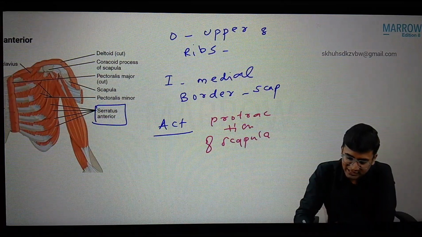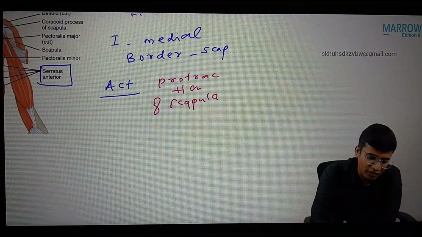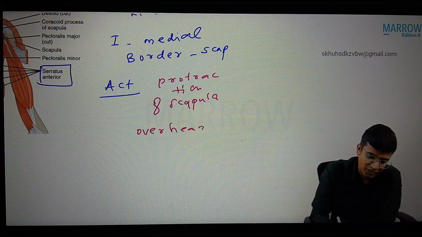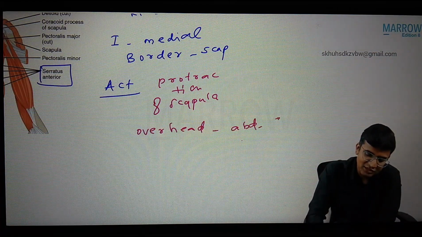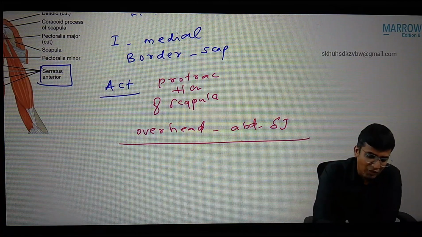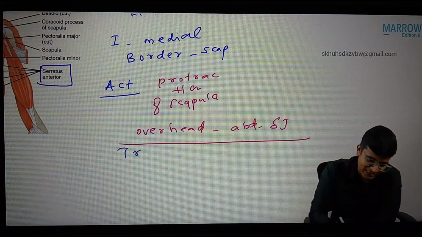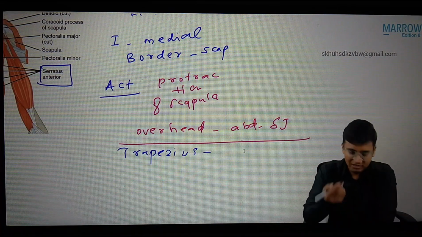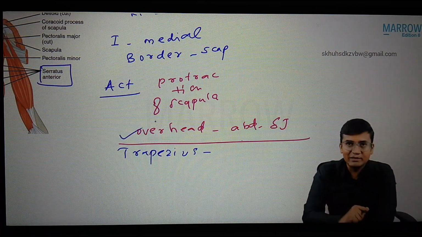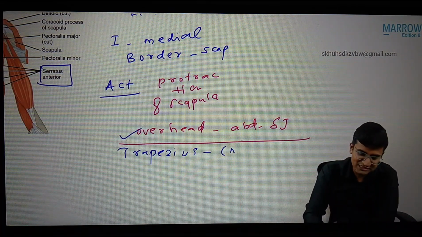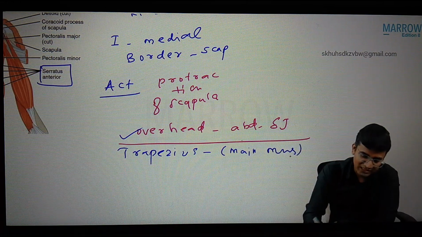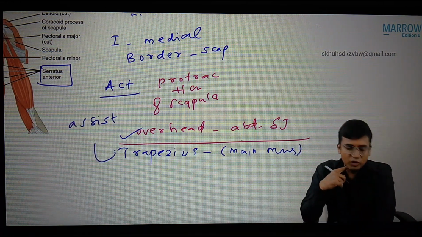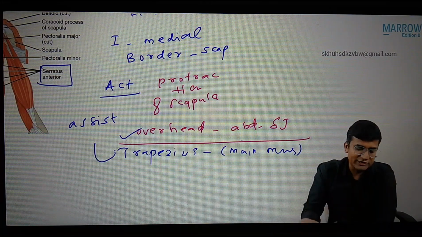One more action is there. The serratus anterior is also helping for overhead abduction of the shoulder joint. Now, overhead abduction is mainly done by the trapezius muscle. Serratus anterior is a helping muscle for trapezius for overhead abduction of the shoulder joint. So, trapezius is the main muscle. Serratus anterior assists it in the overhead abduction of the shoulder joint.